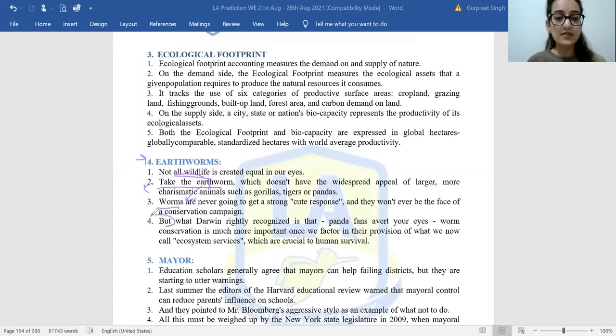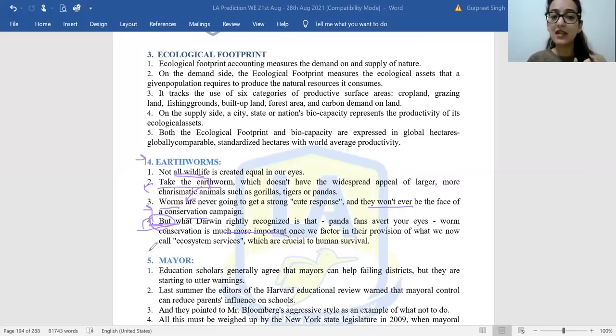But now, but means going opposite. In the previous sentence, we say that worms are never the big face of conservation campaigns. And then what is the opposite? But what Darwin rightly recognized is that worm conservation is much more important once we factor in their provision of what we call ecosystem services, which are crucial to human survival. Now, this but here is saying that they are not the face of a conservation campaign, but they are much more crucial to human survival. So as I said, it's not important to understand each and every word.